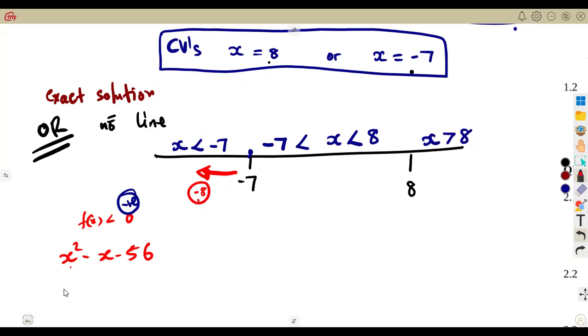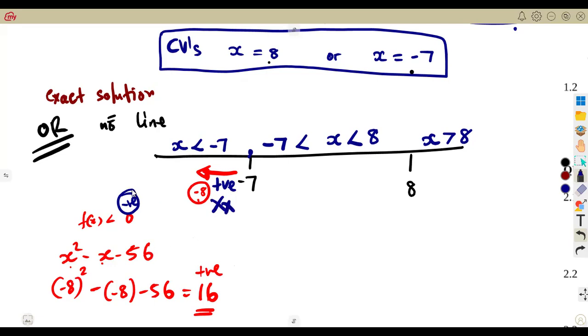I mean, -8. In place of x, -8 squared minus, in place of x, minus 8, minus 56. So just use your calculator, guys. This was going to be 16, which is positive. So in this interval that we are talking about, we are getting positive values. It's totally wrong because we are supposed to get a negative answer, but this one is giving us a positive.